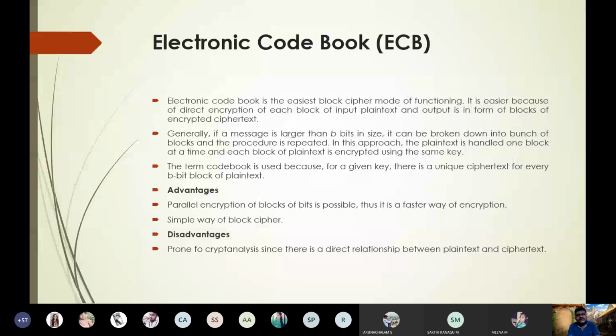We'll explain by a diagram. Before that, we can look into the advantages and disadvantages of electronic codebook. The first advantage is that parallel encryption of blocks of bits is possible. So what is parallel encryption?